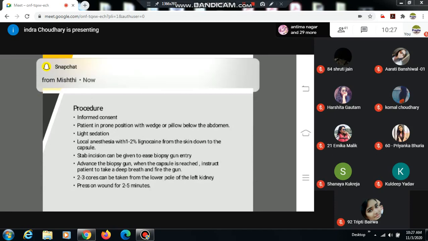from the skin down to the capsule. Stab incision can be given for biopsy gun entry. Advance the biopsy gun when the capsule is reached. Instruct patient to take a deep breath and fire the gun. Tissue can be taken from the lower pole of the left kidney. Press on wound for 2 to 5 minutes.